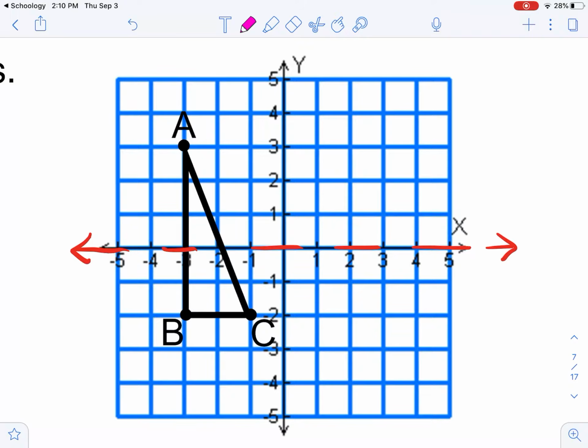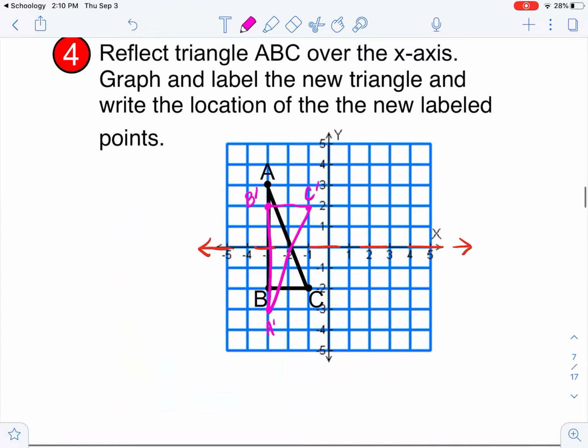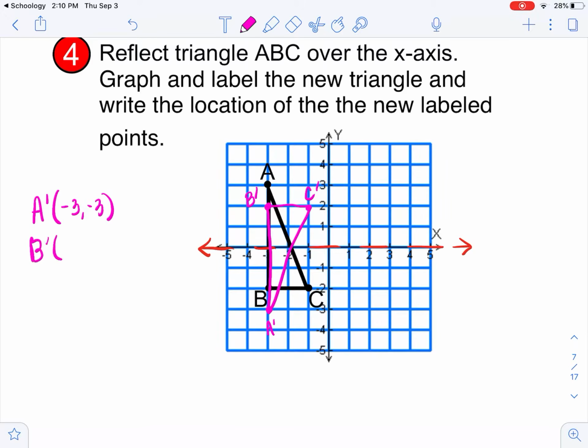So right now A is 3 above, so I'm going to go 3 below. That's A prime. B is 2 below. I'm going to go 2 above. That's B prime. C is 2 below, 2 above, C prime. There's my triangle, and now I'm going to write the location of each point. A prime is at negative 3, negative 3. B prime is at negative 3, positive 2. And C prime is at negative 1, positive 2.